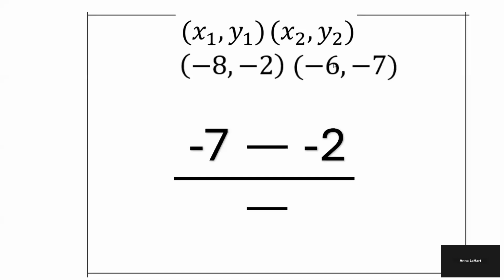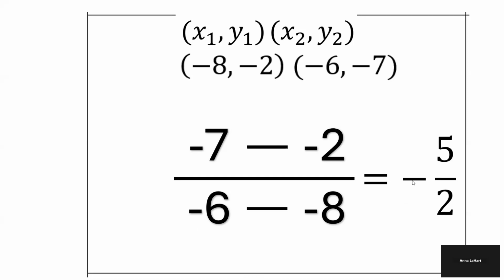Okay. X2 in the bottom would be -6. X1 in the bottom would be -8. You type in your calculator, -7 minus a -2 divided by -6 minus a -8. You would end up with a -5/2. Okay.